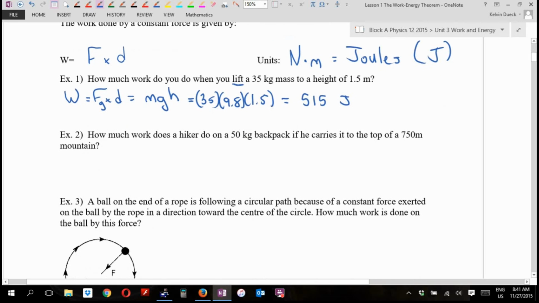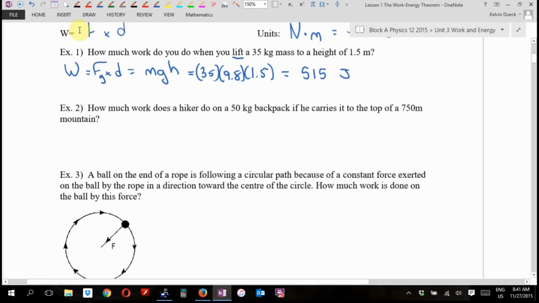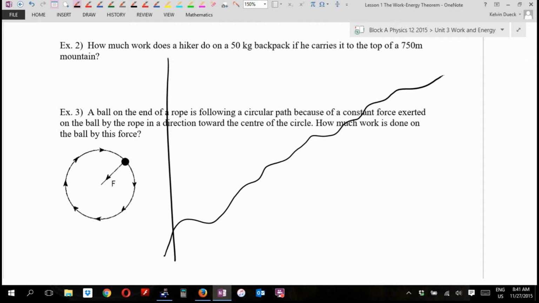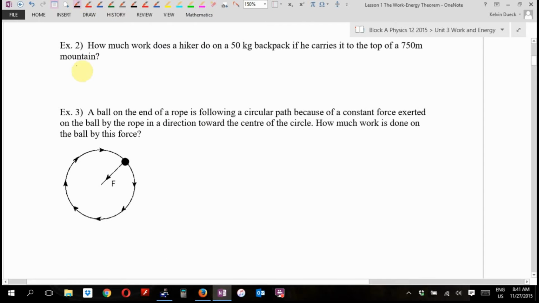Example 2, how much work does a hiker do on a 50 kilogram backpack if he carries it to the top of a 750 meter mountain? Now here's the beauty. Work is a scalar. I realize that the mountain path, don't write this down, probably looks like that. But all work cares about is, I see Tyson doing that distance, because that's the direction of the force you're doing work against. So, work equals force times distance.